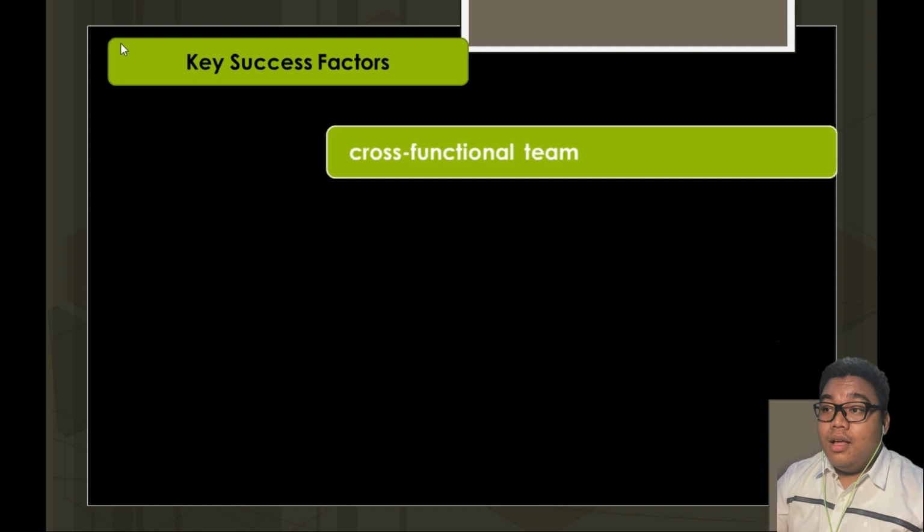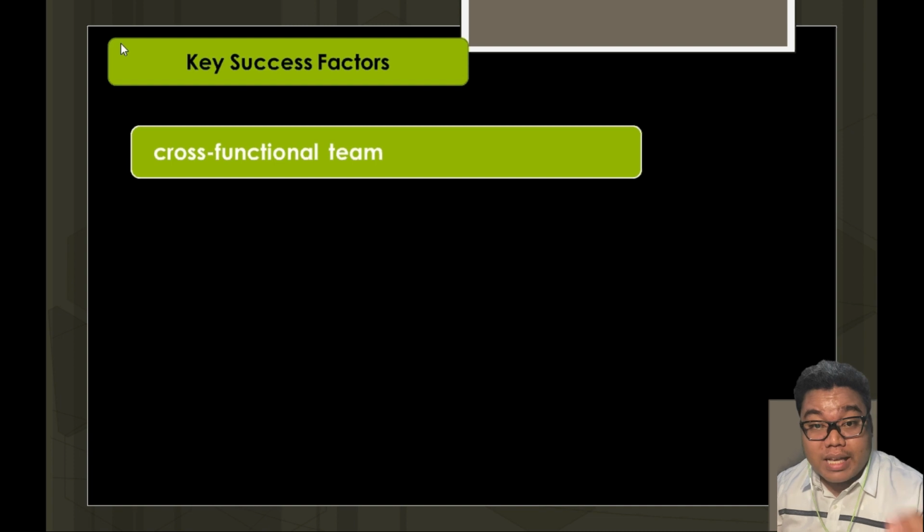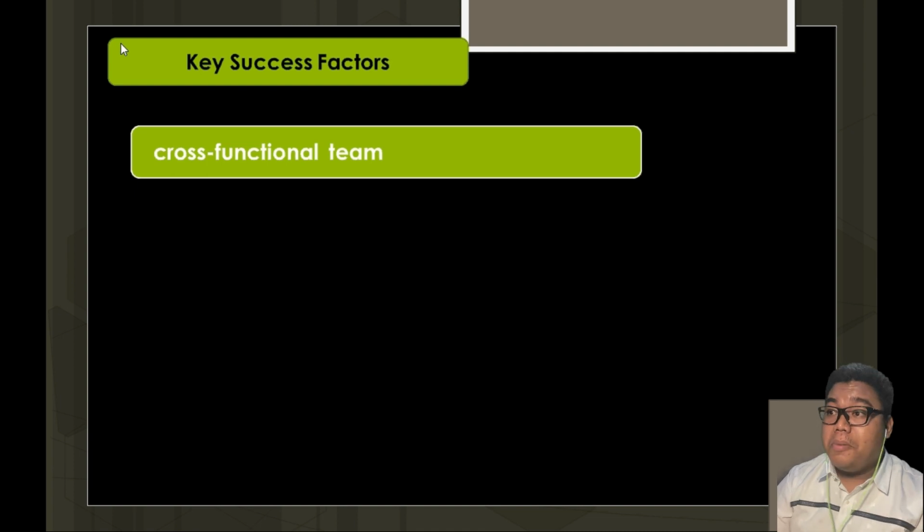Key success factors. So, cross-functional teams. We traditionally see teams based on their expertise. Like operations teams are experts on the operation side of an organization. The accounting department are experts on the accounting. HR department are experts on hiring, on the human resource side, on development, and so on.